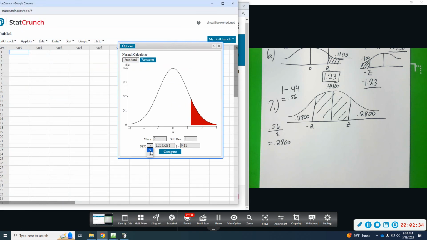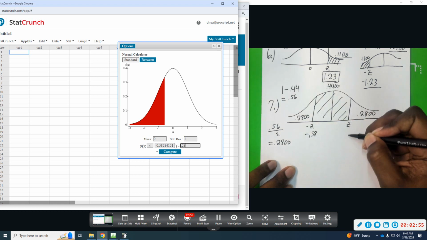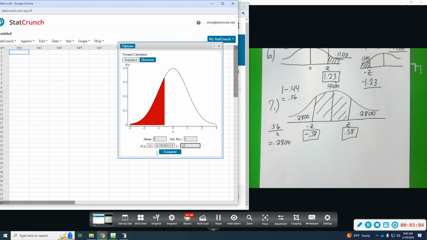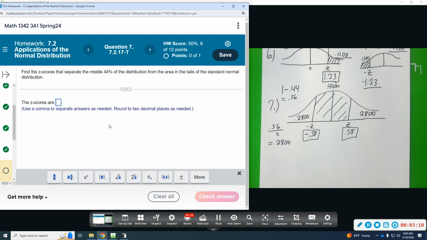I'm going to do, I think I already have it open, StatCrunch. I'm going to look for the area to the left. I want that area to be equal to 0.28, closest thing to it. And the z-value that I'm getting is negative 0.58. That will not round. So this z-value is negative 0.58, and this positive is going to be positive 0.58. They're going to be exactly the same. So these are my z-values that we're looking for, negative and positive 0.58. Z-scores are separated with a comma: negative 0.58, comma, 0.58 for positive.